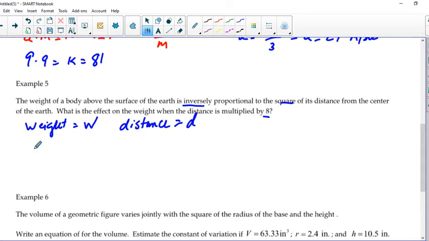Weight is inversely proportional. Weight times distance equals K. Oh, the square. The square of the distance. Good catch by me. Okay, so no one has to raise their hand and say I did it wrong, and I appreciate that. The other way you could say this is W is equal to the constant over D squared, the distance squared.